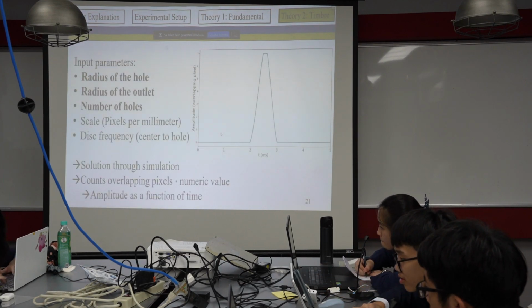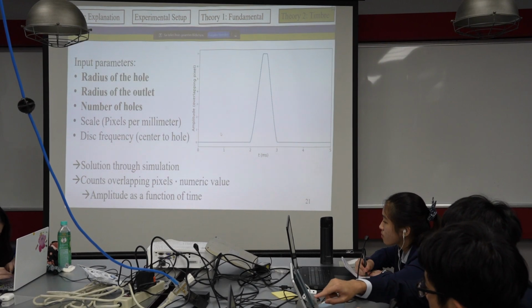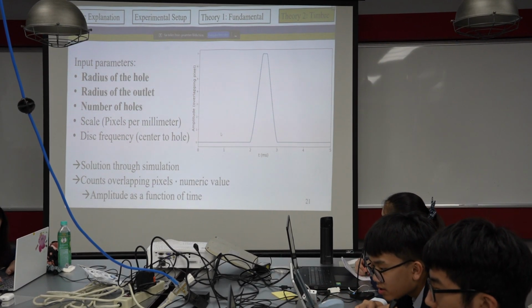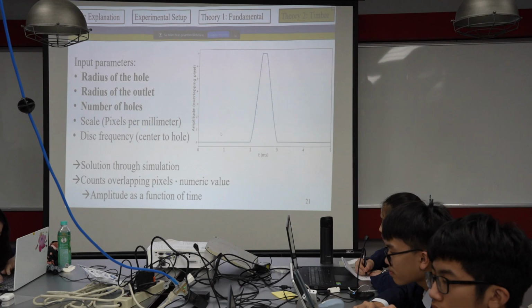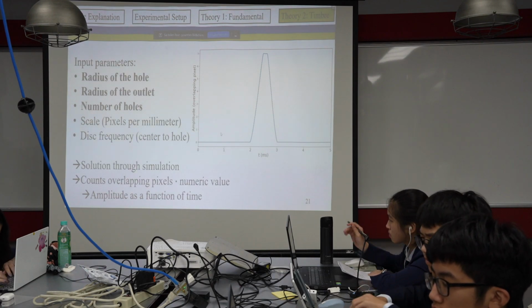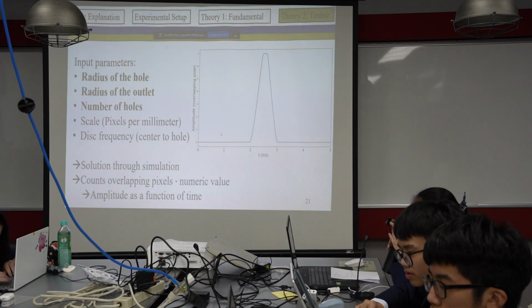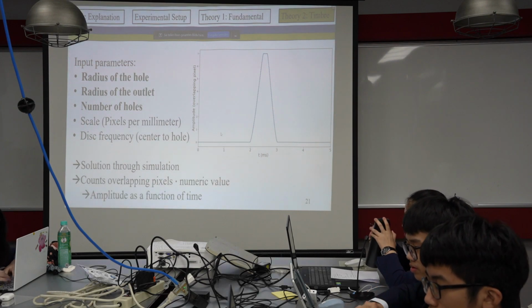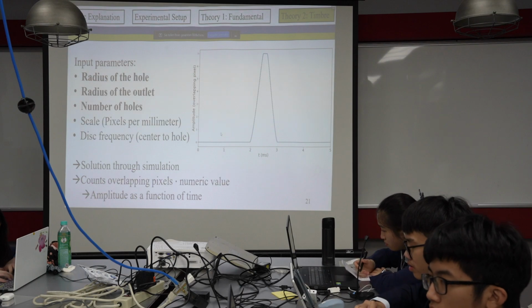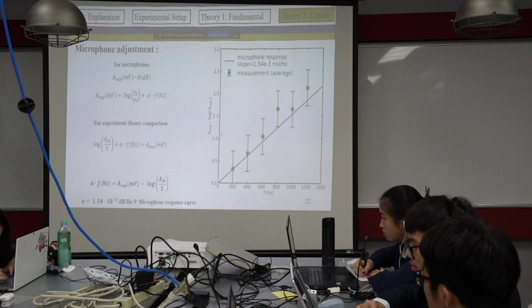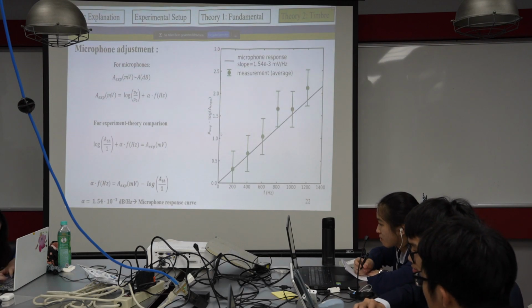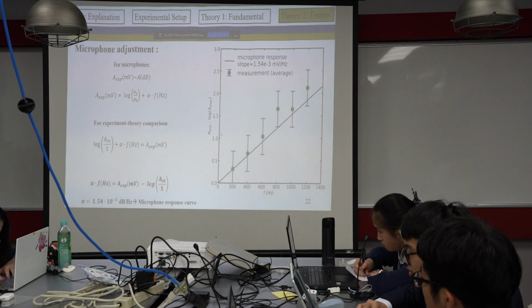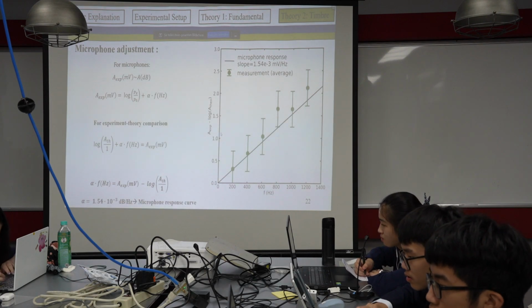The input parameters of my simulation thus were the radius of the hole, the radius of the outlet, the number of holes, and the parameter of scale, which basically means the number of pixels per millimeter. The simulation then counted the overlapping pixels and multiplied it by the numeric value, thus giving us the amplitude as a function of time. Before comparing the theoretical model to the experimental model, however, we need to take a closer look at how microphones actually work.